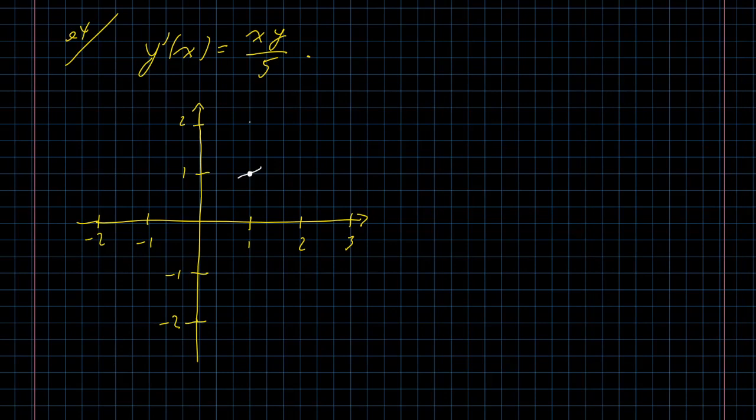Then if I look at this point, x equals 1, y equals 2, I'll have a slope of 2/5, which looks a little bit more like that. This line has a slope of 2/5. Over here, I would have a slope of 4/5. This is going to be 3/5. And up here would be 6/5. So I can draw in the slope at each of these points.